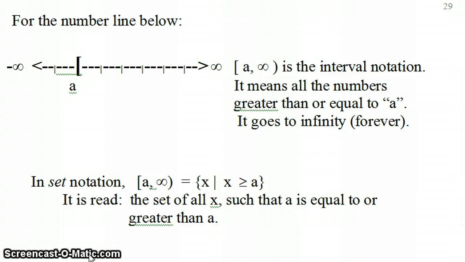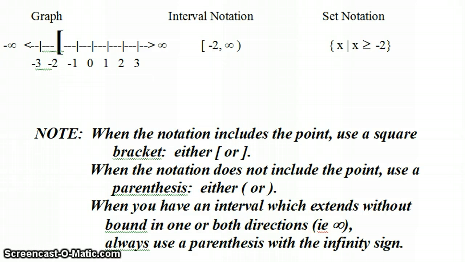A. So an example of this would be our grading scale. If you receive 1,080 points or anything more than that, you would receive an A for the class. So you could think of the point A as being the point 1,080. If you get exactly 1,080 points or anything greater than that, you're going to receive an A for this class. Here's another example where the point that's included is -2 and everything to the right. So there's a graph of it, there's the interval notation, and there's a set notation.